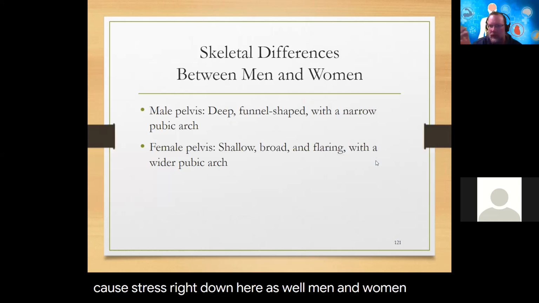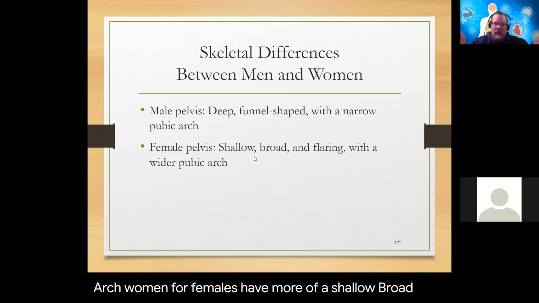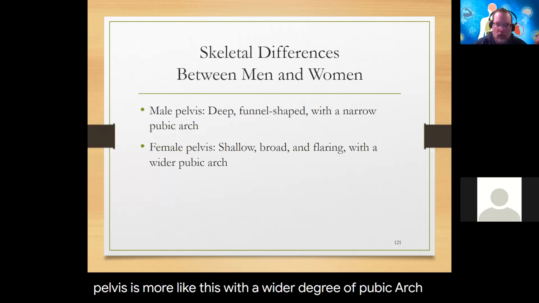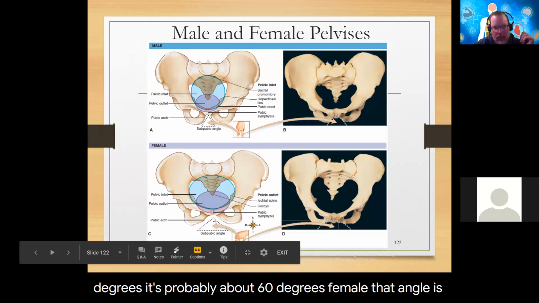Men and women skeletal differences. Again, we talked about the pelvis a little bit. Males have more of a deep funnel shape with a narrow pubic arch. Females have more of a shallow, broad pelvis with a wider pubic arch. So the male pelvis is like this with a small, narrow arch. The female pelvis is more like this with a wider degree of pubic arch or pelvic arch. You can see the pubic angle. In males the angle is less than 90 degrees, probably about 60 degrees. In females, that angle is a 90-degree angle.